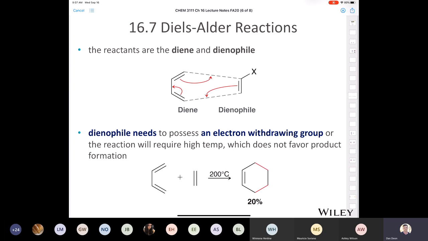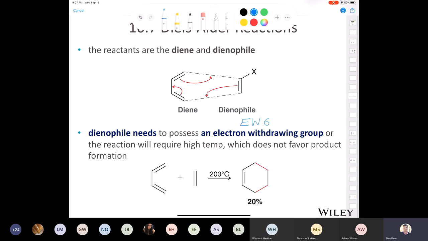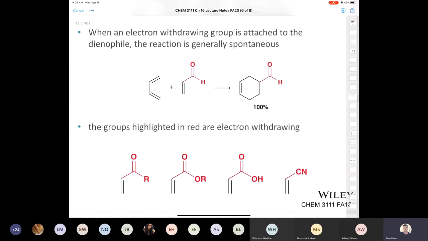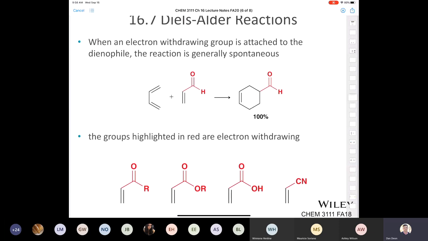It says your dienophile needs to possess an electron withdrawing group. Oftentimes in organic chemistry, we abbreviate electron withdrawing group as EWG. So that means the dienophile needs to have some kind of electron withdrawing group, or the reaction is going to require a high temperature, which does not favor the product. So usually with Diels-Alder reactions, you have to choose your reagents very carefully. It's like anything in organic chemistry. You can't just do everything you want because molecules are going to do what they want to do. It says when an electron withdrawing group is attached to the dienophile, the reaction is generally spontaneous.